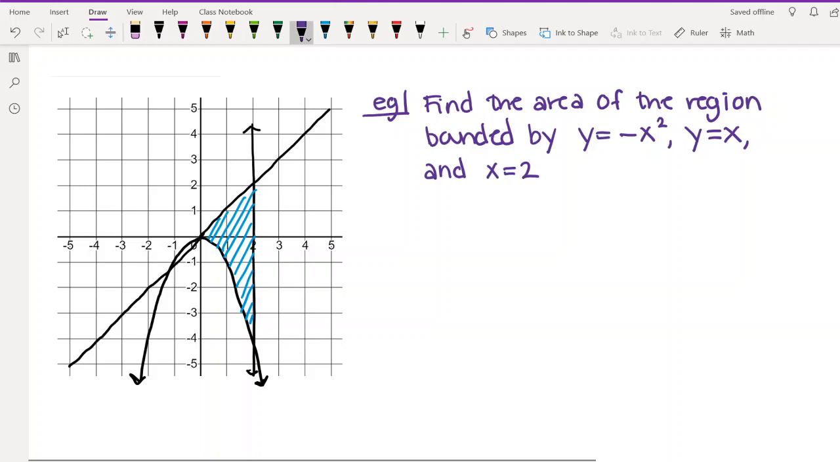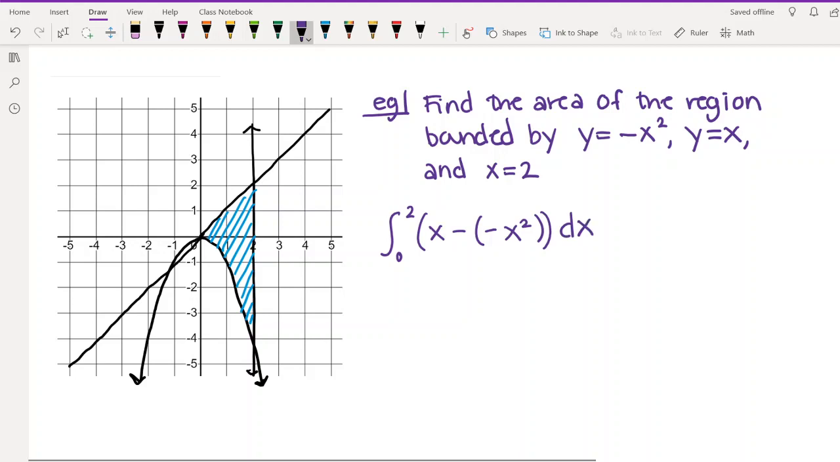So if we were to do the formula from the last page, let's see where we're integrating from. Well, we're starting to integrate at 0, right? That's the place where these things first intersect, and then we're going to stop at 2. So we're going to have the integral from 0 to 2, and then we're supposed to do our top function. So our top function is x minus our bottom function. Our bottom function is negative x squared, so we're subtracting negative x squared.